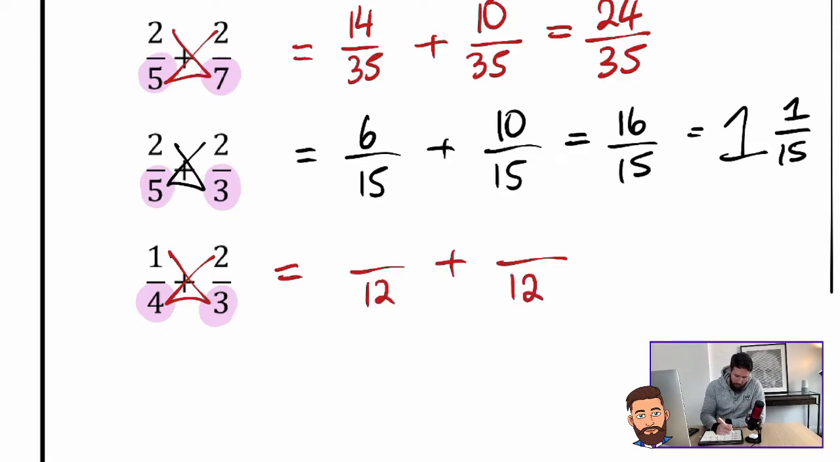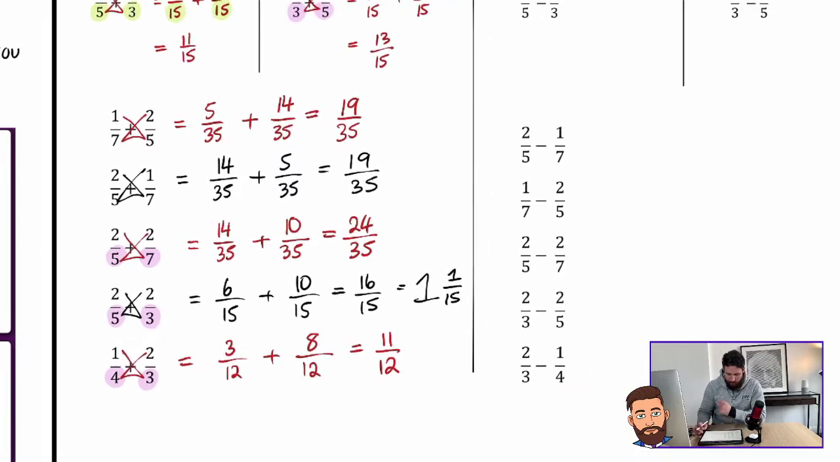What goes on top? 1 times 3 is 3. What goes here? 2 times 4, which is 8. The answer to this one would be 3 add 8 is 11 over 12. So hopefully you managed to follow along or get those yourselves.